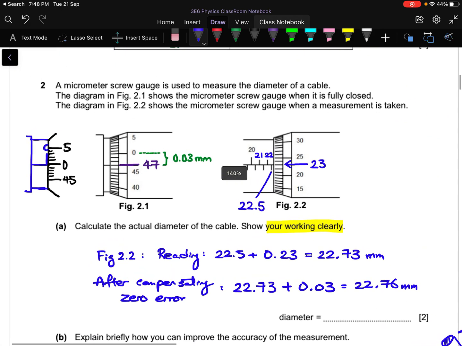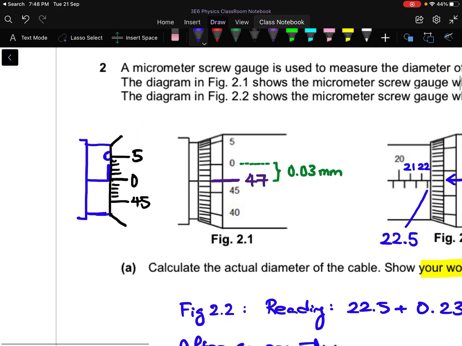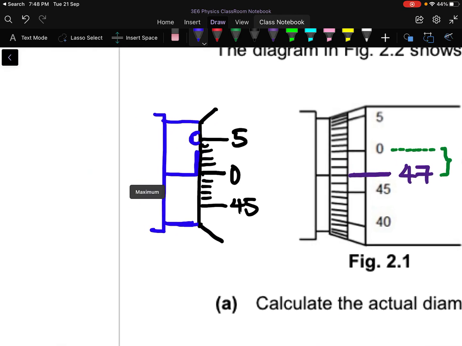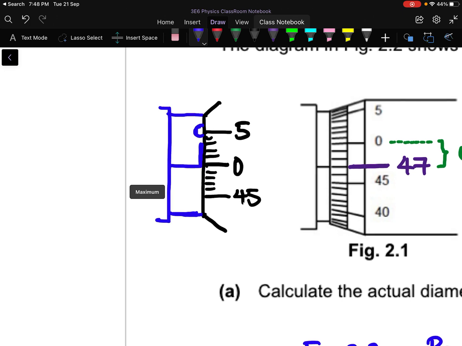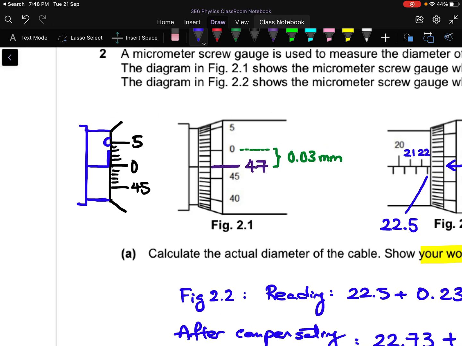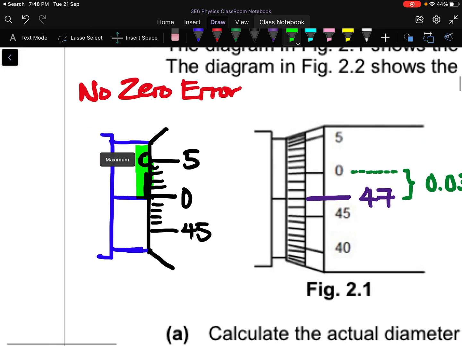Okay, Q2 is about your micrometer screw gauge. I hope you still remember how it looks. If you don't, just use Google to look up a micrometer screw gauge. Before I go into this, I just want to highlight how to read the zero error. Here I have drawn a picture when there is no zero error. When there is no zero error, you should be able to see half the marking over here.